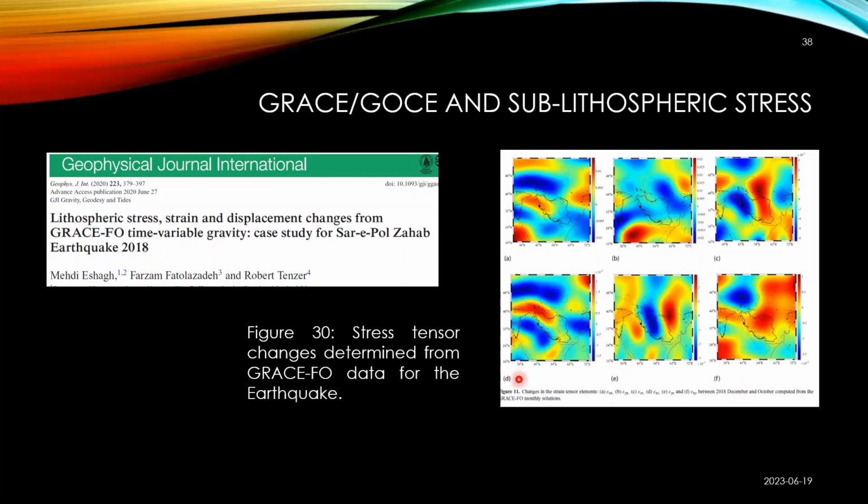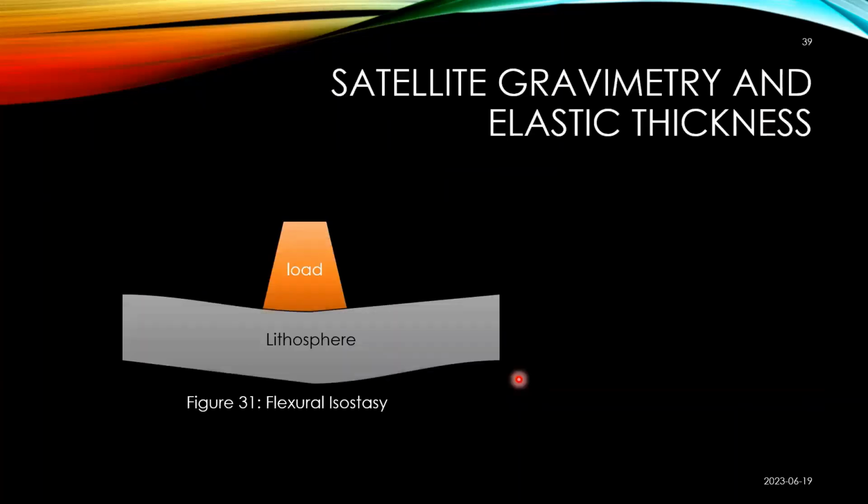This is another way to do it. Another thing which we studied by satellite is elastic thickness. What is that? The thicker the lithosphere is, the less bending we have. So if we have a load here, and the lithosphere is thinner, it will bend more than if it is thicker. That's the principle.